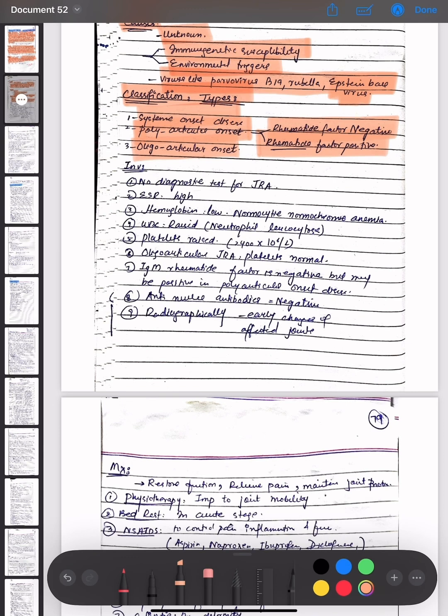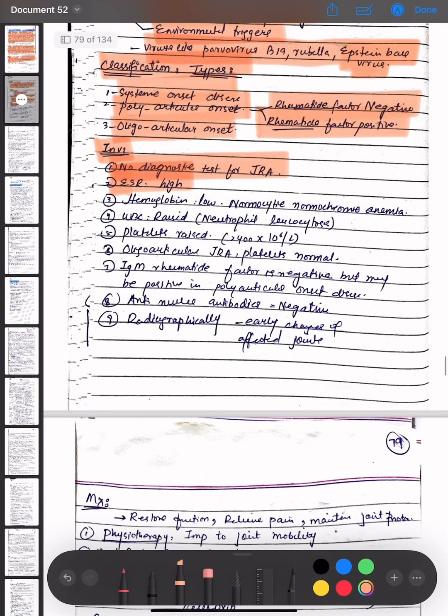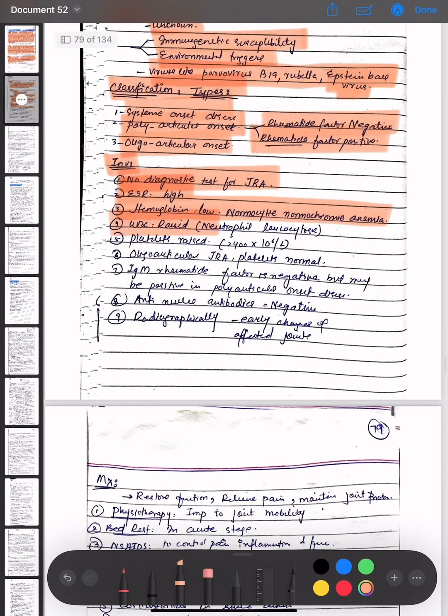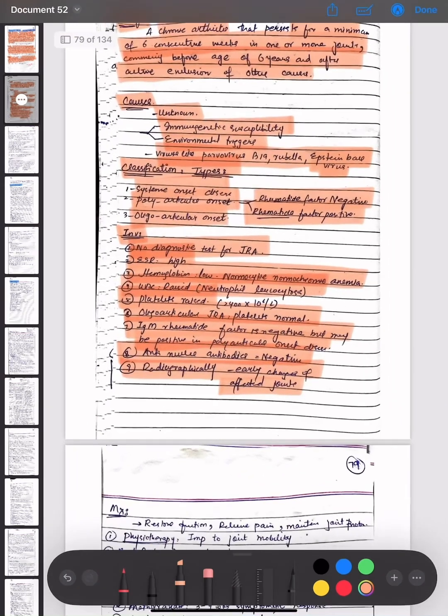The investigations that are done: there is no diagnostic test for juvenile idiopathic arthritis. The ESR is high, hemoglobin is low, and normocytic normochromic anemia may be there. WBC is raised, that is neutrophil leukocytosis. Platelets are raised; in oligoarticular joint involvement, platelets are normal. IgM rheumatoid factor is negative but may be positive in polyarticular onset disease. Antinuclear antibodies are negative, and radiographically early changes of the affected joints are there.